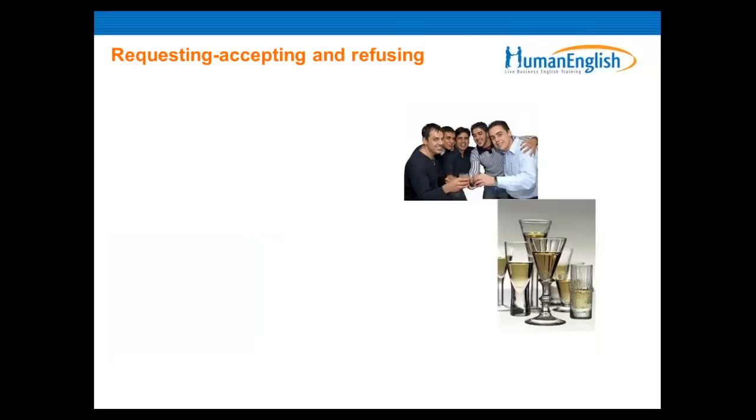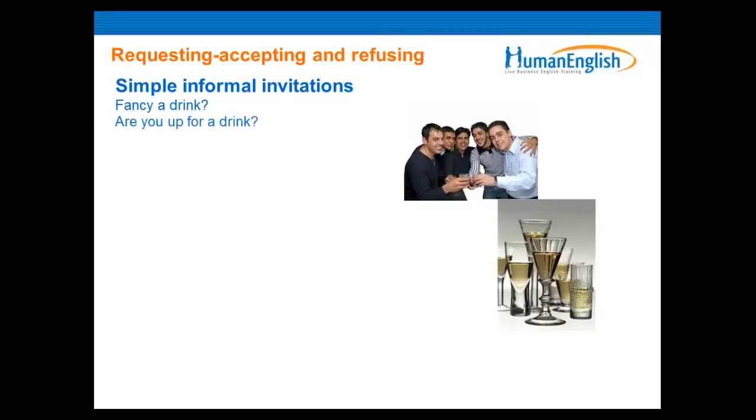Now we're going to finally go on to requesting, accepting, and refusing. Okay, another important part of networking or socializing is invitations. And here are some simple informal invitations to ask somebody to go to a restaurant for a meal or to go for a drink. Okay, we can say fancy a drink. This is an expression commonly used in England, a British English expression. So it means, would you like a drink? Okay, it's very friendly and informal. Are you up for a drink? Do you feel like a local restaurant?